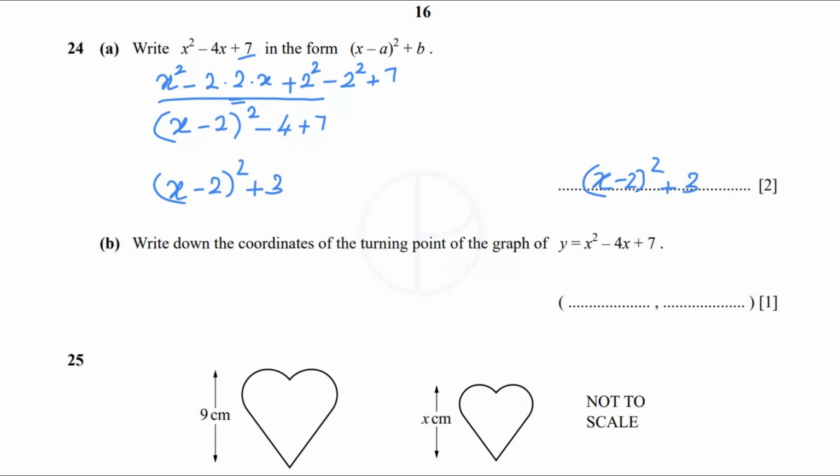Next part of the question is write down the coordinates of the turning point of the graph y is equal to x square minus 4x plus 7. When the equation is in the form (x minus a) the whole square plus b, then the turning point of that equation will be (a, b). So here the a value is 2 and the b value is 3. So the coordinate of the turning point is (2, 3).